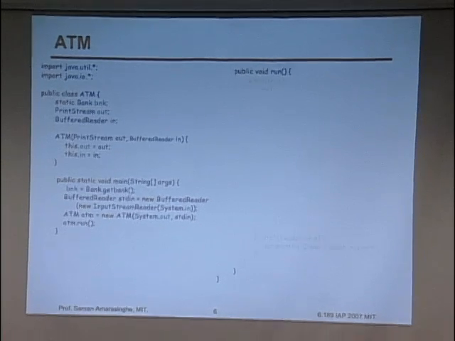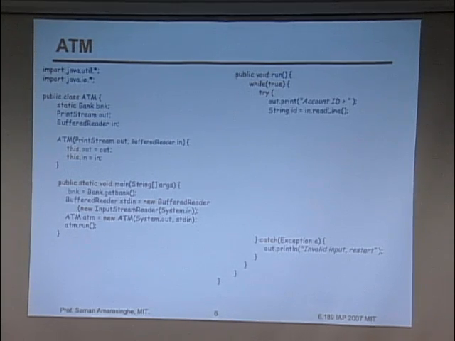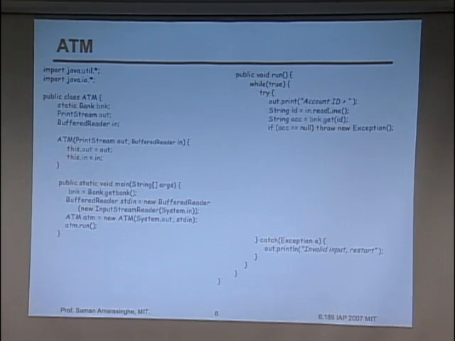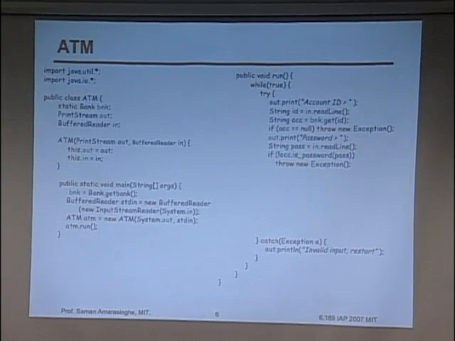What happens in run is you run forever. The ATM doesn't stop any time. When somebody walks into the ATM, you ask, what's your account ID? You type the account ID, and you can get the account. Of course, if the account ID is wrong, it will throw an exception. Then you ask, what's the password? You get the password and check it. If it's wrong, you throw an exception.